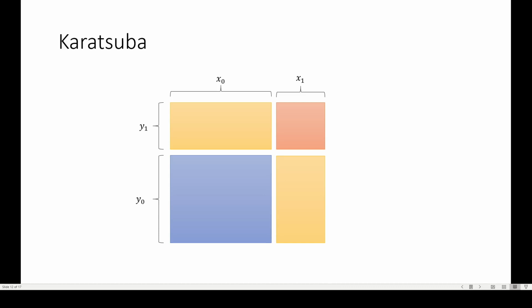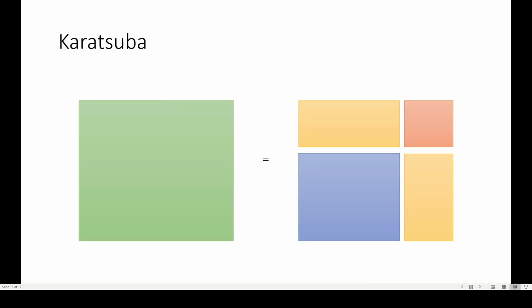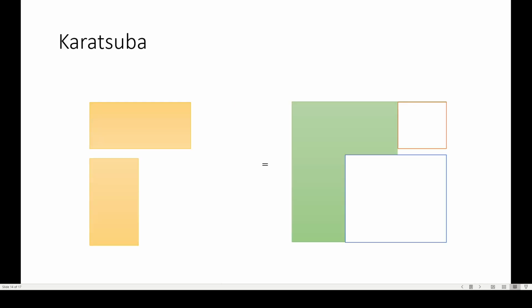Originally, the yellow boxes were scaled by beta, and the blue box was scaled by beta squared. Because the green box is equivalent to these boxes, I've set up an equation describing it, and then we're going to solve for yellow. And what we can see is that yellow is equivalent to green minus orange minus blue.